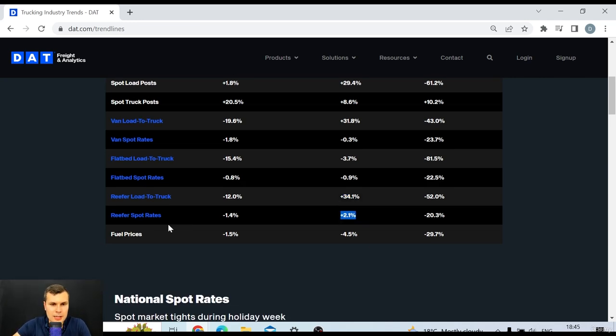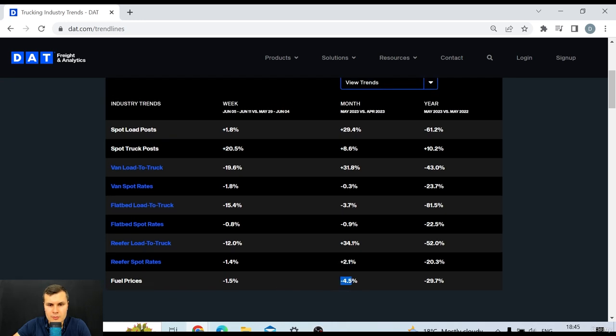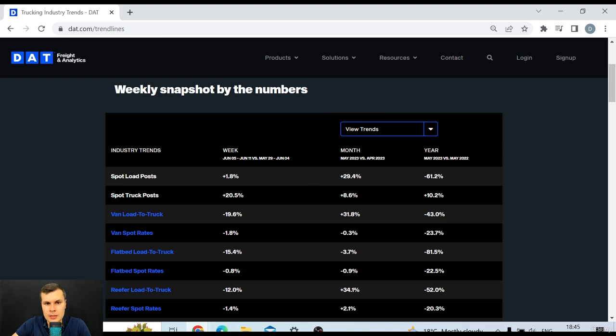And then in the end, we have the fuel prices. So the fuel prices have been going down little by little, which also has an effect on the rates. When fuel prices go up, the rates go up slightly, and when they go down, the rates also go down. So you can check out the statistics and follow it weekly.